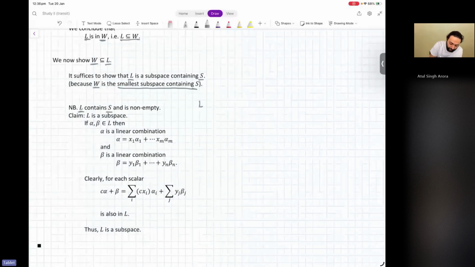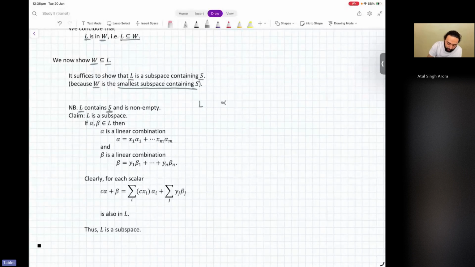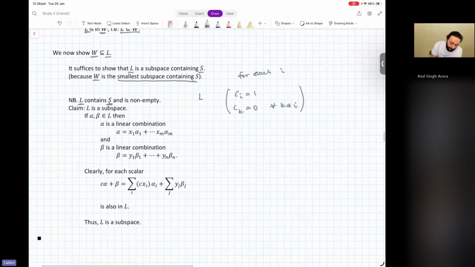Capital L obviously contains little s, right? Because we can take the linear combinations to be, we can take C1 to be 1 and then C2 onwards to be 0. Or more precisely, one can take Ci to be 1 and Ck to be 0 for all k not equal to i, and then you can make this choice for each i. So clearly you can choose the vectors. It contains S and it's non-empty.